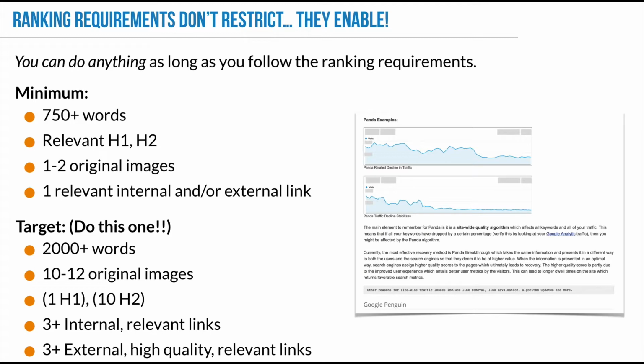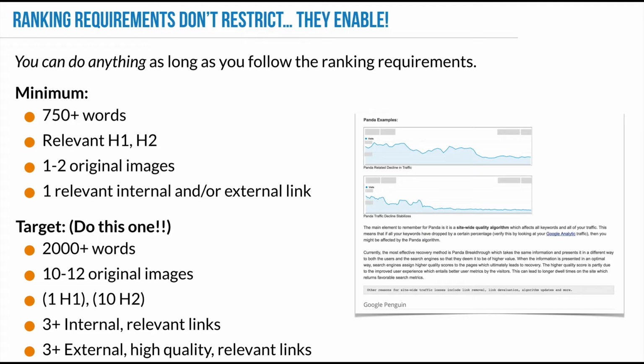And Google doesn't really understand per se the text that you write. So as long as you present these blocks, Google will rank you and index you. So the minimum that you want to do is 750 plus words, a relevant H1, H2, one or two original images, one relevant internal or external link. So as long as you get that, you're set. You could throw backlinks at it, and you will start ranking. You will start getting traffic.